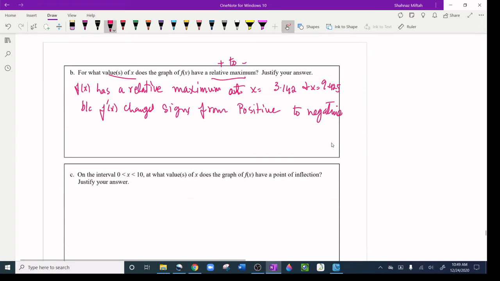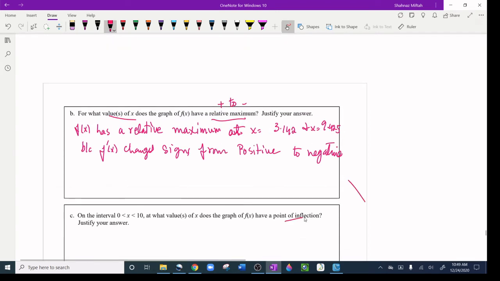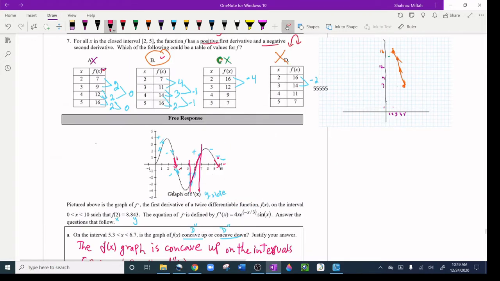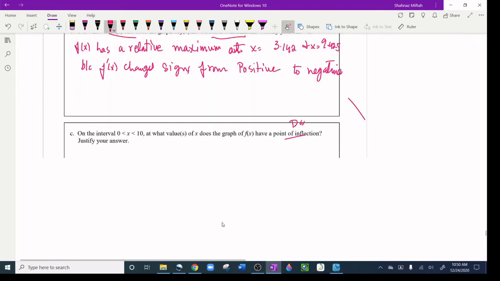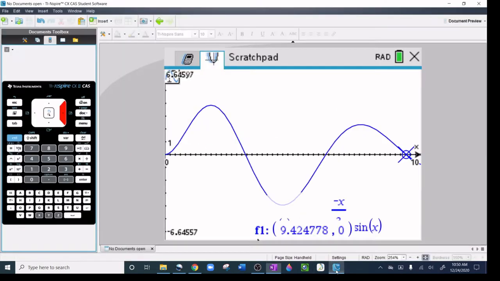Okay, part C. On the interval 0 to 10, for what values of x does the graph of f have a point of inflection? Point of inflection deals with the second derivative. So I'm considering my tangent lines. Where is the point of inflection? This is all positive, that's all negative, so my point of inflection is right there. This is negative to positive tangent lines, point of inflection, point of inflection. So technically I have 3 points of inflection, and since they are asking for the x values, again I'm going to go to my graph and figure it out.